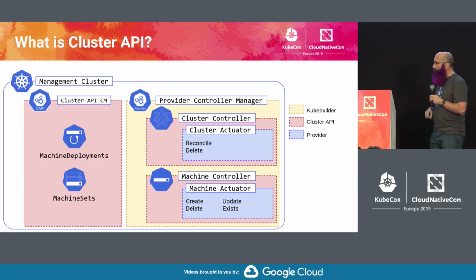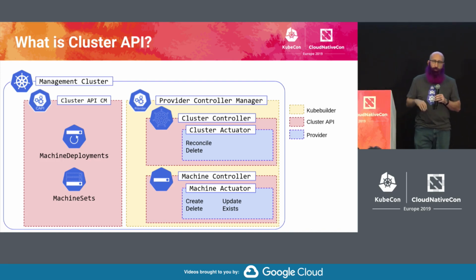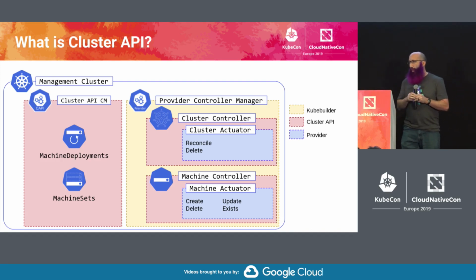And then each provider implements what we call an actuator interface, which is a smaller interface where they can focus more on the actual logic that's needed for interacting with the cloud provider. So for example, for the machine, there are 4 methods that are exposed: create, update, delete, and exists. So when you implement the machine actuator, that's the only logic that you have to do, and it maps pretty well to the actual cloud provider SDKs usually.